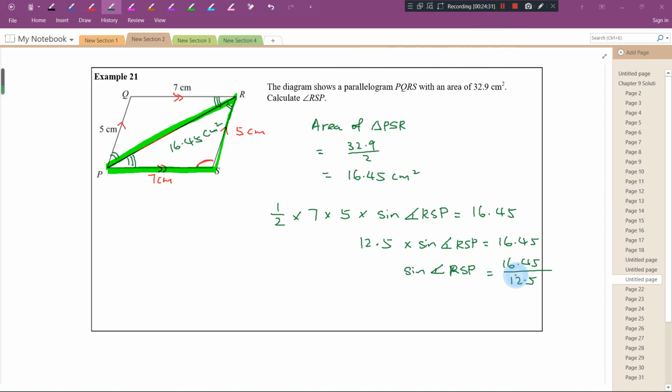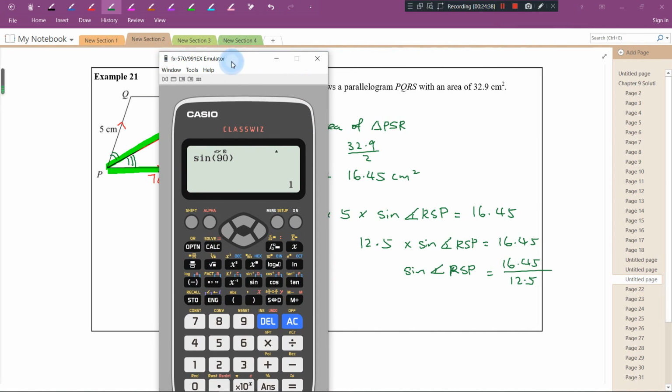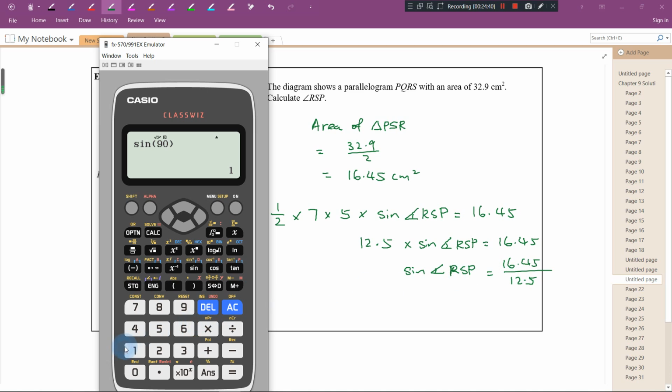Oh, I'm sorry. Actually, I made a mistake here. Can you figure out where's my mistake? Okay, now let's try this one. Let me press this one first. 16.45, then 12.5. Okay, this is actually not correct. I just want to show you where's my mistake. Okay, and press equal.